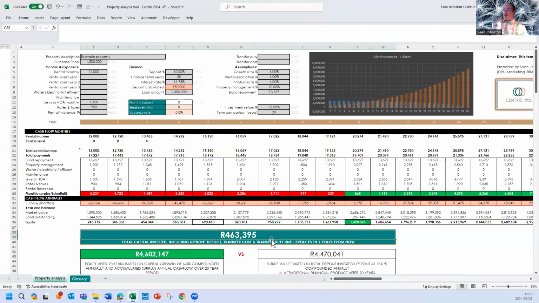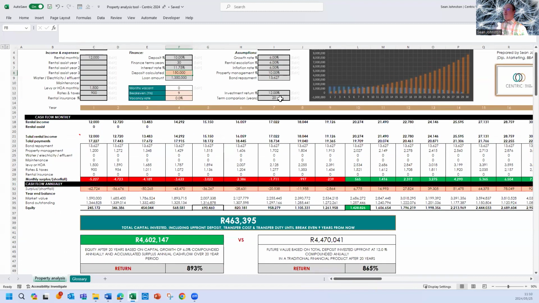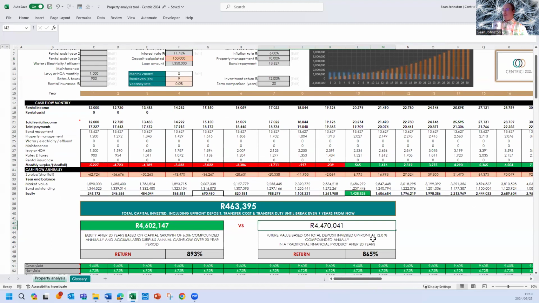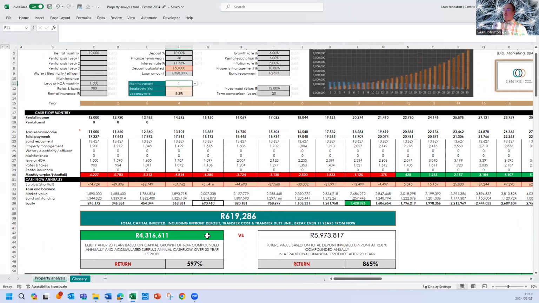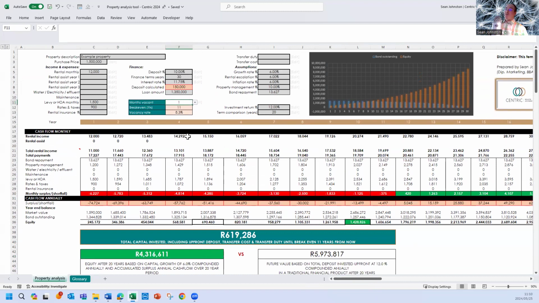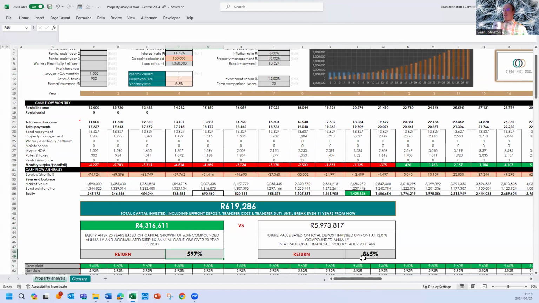Equivalently, if it took 463,395, which re-established as 150 plus the cash flow to break even, and you invested that and got 12% over 20 years, you're looking at 4.470 million, which is a return of 865% over that period. It's not compounded. If it were compounded, it would be 12%, but this just shows you the total return as a comparison. Again, factoring in vacancy makes quite a big difference if you have 1 month where the tenant is not paying or the tenant moves out, whatever. You can see it's 597% versus 865.